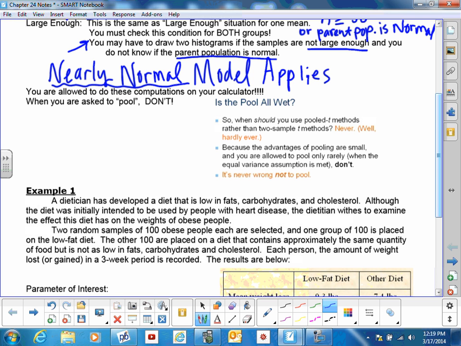Additionally, here's the critical thing. There is just one normal model. This is a normal model because we are going to be interested in the difference in the two averages. We're going to be taking the average of group 1 and subtracting the average of group 2. And that will become one number inside our curve.